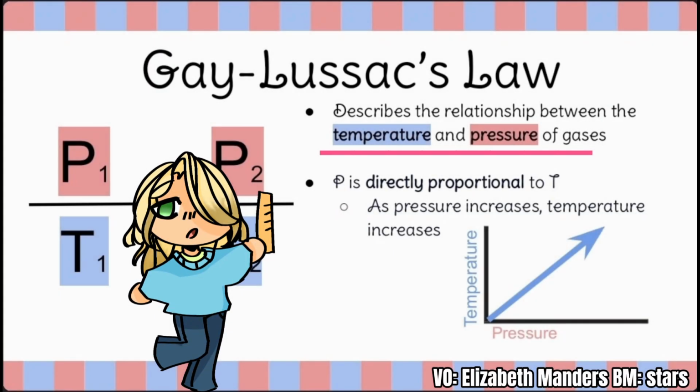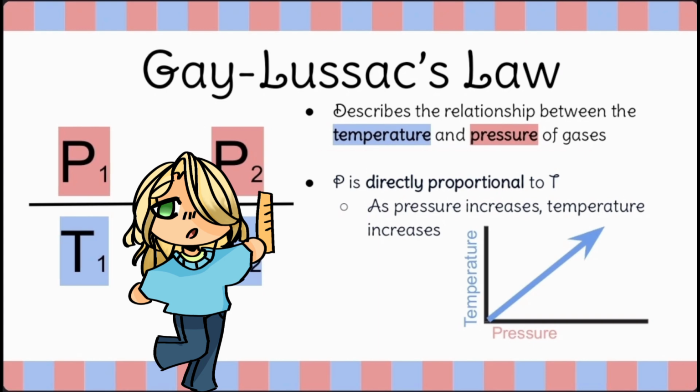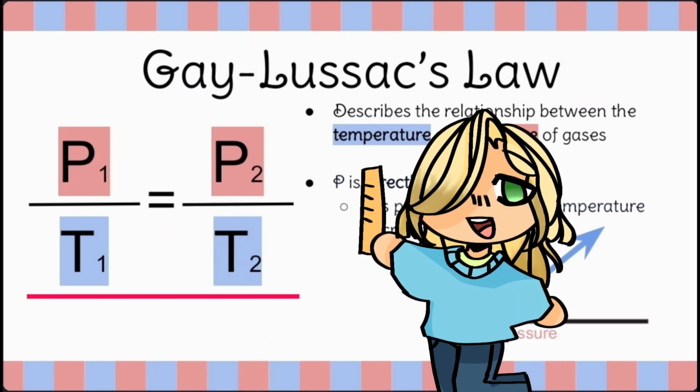Gay-Lussac's law describes the relationship between the temperature and pressure of gases. Pressure is directly proportional to temperature. In other words, as pressure increases, temperature increases. Here's the formula for this law: P1 over T1 equals P2 over T2.